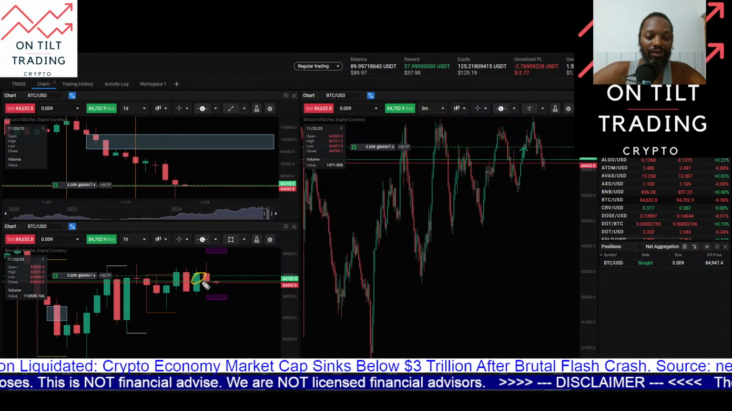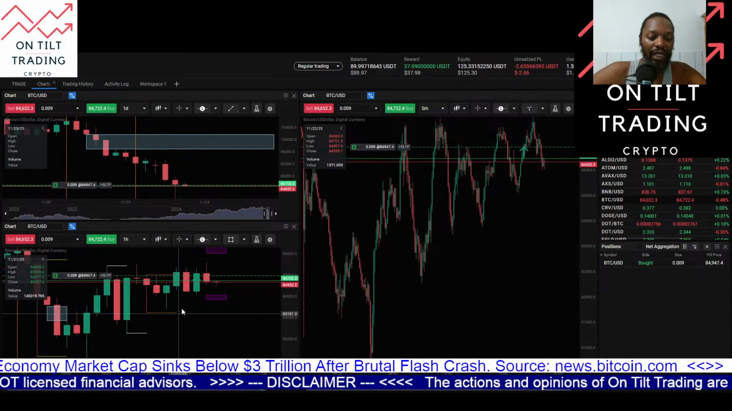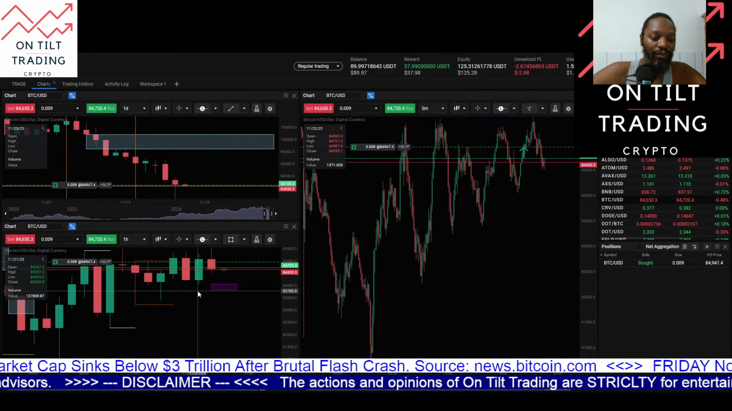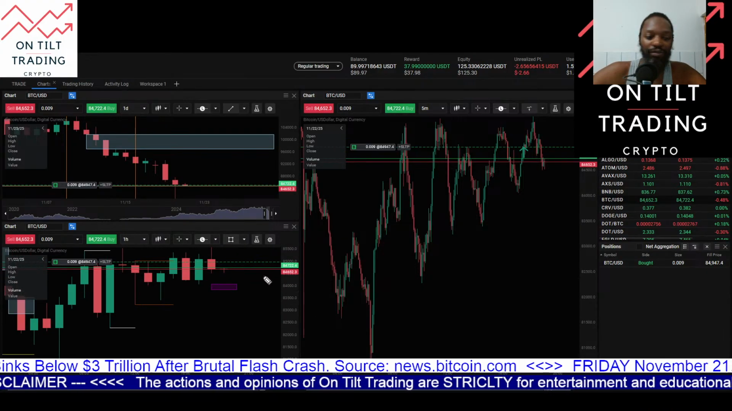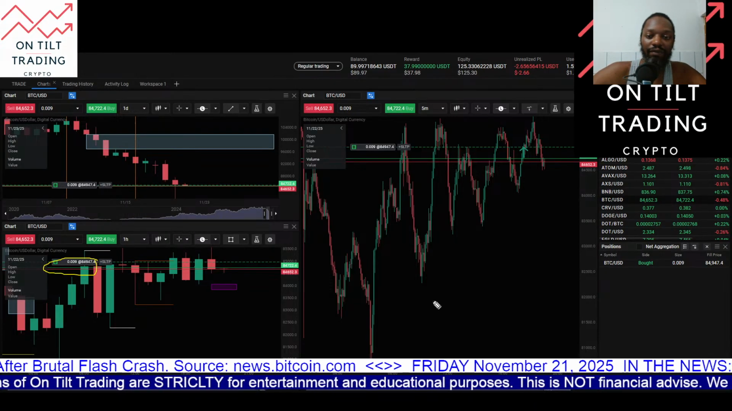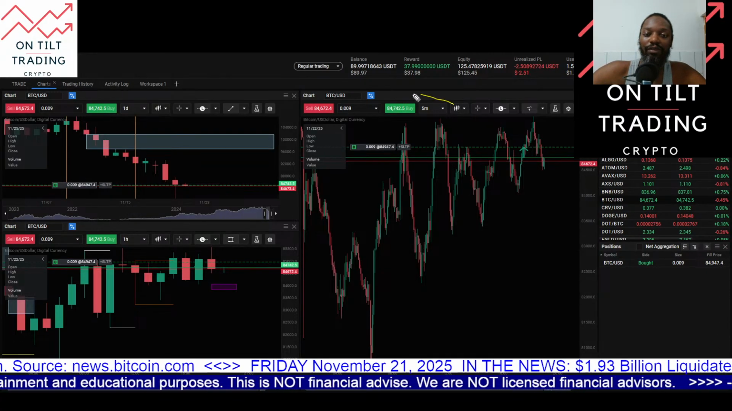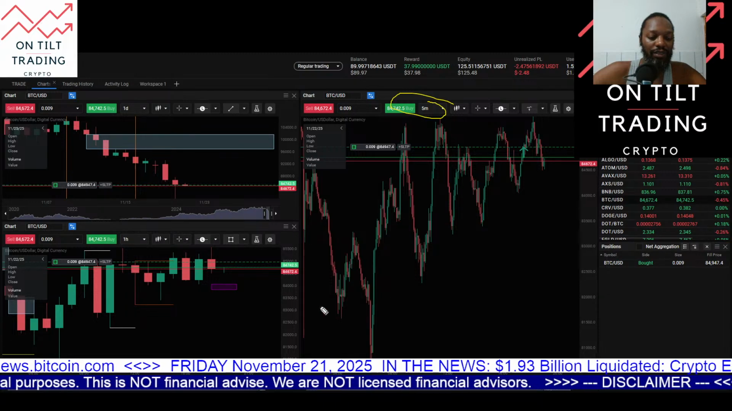Here's an entry here on the 60, even though it's within the green candle, so it's not highly visible. But you can see the entry price here at 84,947.4. And then if we come here to the 5-minute chart, we'll come into more detail.